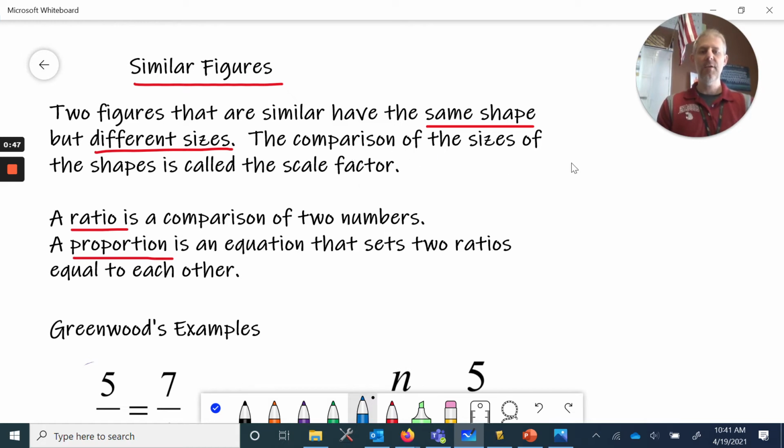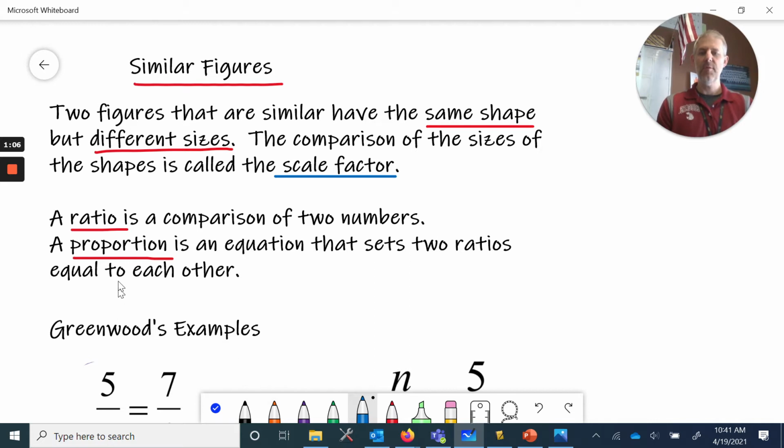The comparison of the sizes of shapes, it's called the scale factor. And so the scale factor, if it's greater than 1, it's going to make the shape bigger. And if the scale factor is between 0 and 1, so like a fraction, 1/2, 1/3, it'll make the new image resulting smaller than the original.